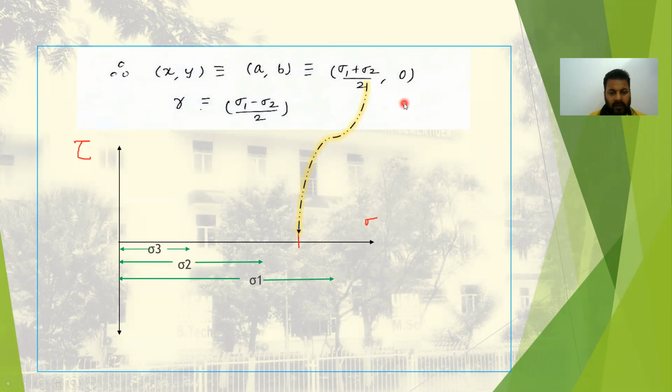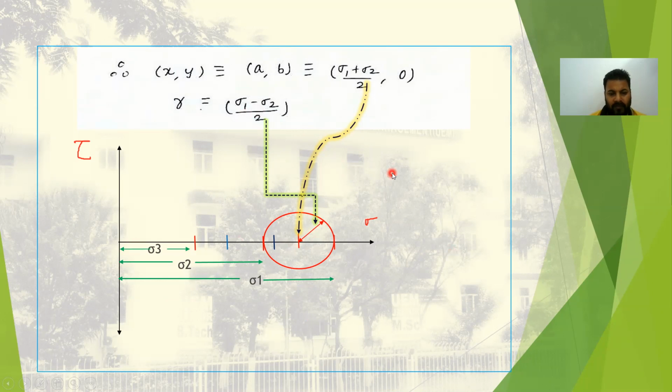Now the x coordinate of the center of the circle has been drawn, whereas the y coordinate is equal to 0. That's why the center lies on this x-axis or the sigma axis. So this distance, from here to here, is equal to (sigma 1 plus sigma 2) by 2. The radius is (sigma 1 minus sigma 2) by 2. So with these we have to draw a circle. A circle is like this for the stresses sigma 1 and sigma 2.